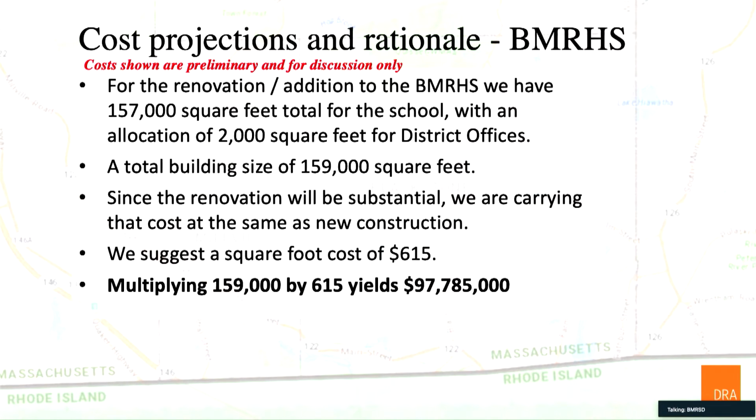Good question. Yes, sir. So you added 2,000 square feet for district offices. Yes. So right now you've got the A wing and the D wing, which is the auditorium, the cafeteria, and the gymnasium, right? That 157,000 square feet includes those areas right now. Right. So why are we using 159,000? Because you said we're going to keep those buildings, that part of the building. Right. So wouldn't you decrease that number? Because we're really not renovating 157,000 square feet. No, we're going to be doing much less than that.